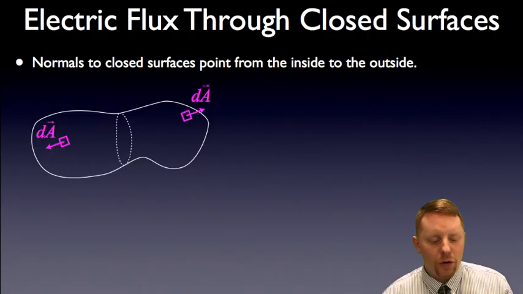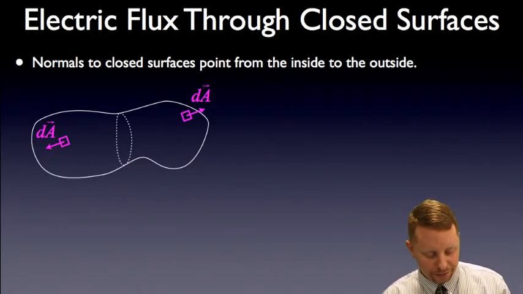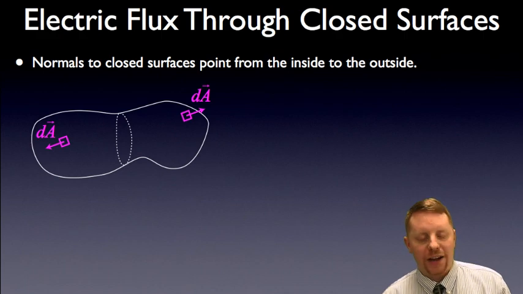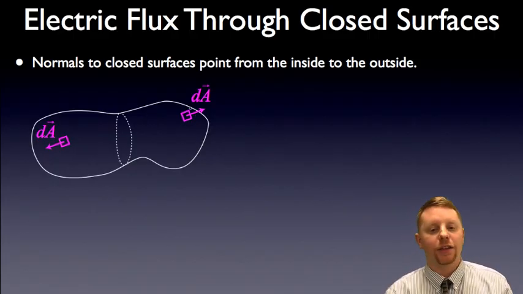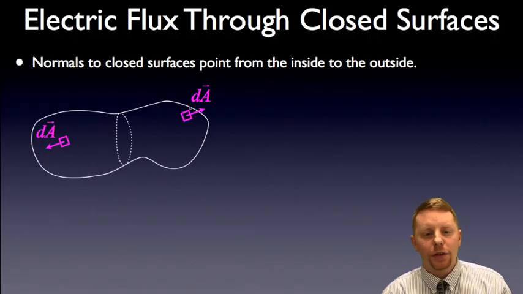However, not all surfaces are open. Sometimes you have closed surfaces. Think of a balloon that's blown up, for example. When we have a closed surface, how do we define flux? Well, normals to closed surfaces point from the inside to the outside, and we define it the same way. We take a look at the total surface, closed, open, doesn't matter, and we look at the total amount of flux going through it.